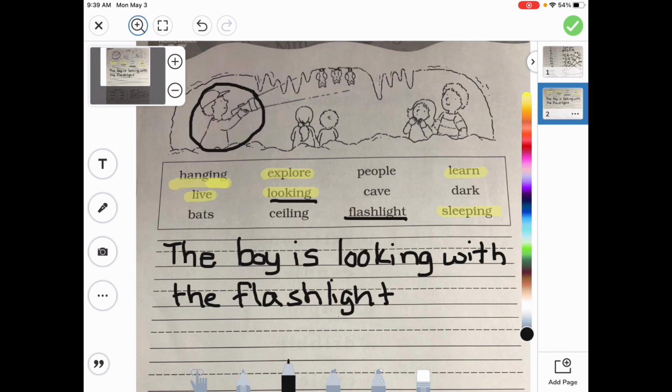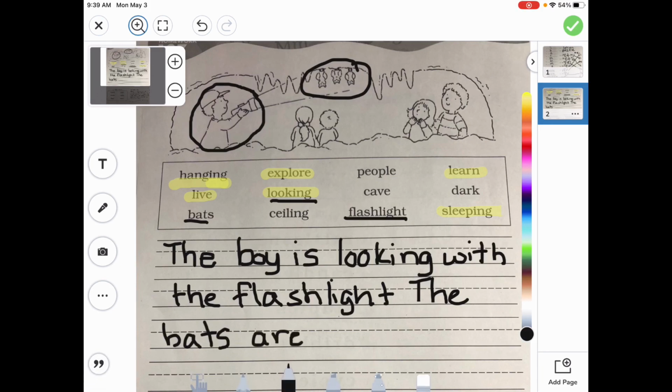What else can I say? What about these? The bats. The bats, what are they doing? Are hanging. That's right. The bats are hanging. All right, so here's what I'm going to challenge you to do. I want you to make at least one more sentence with some of the words that we have left, okay?